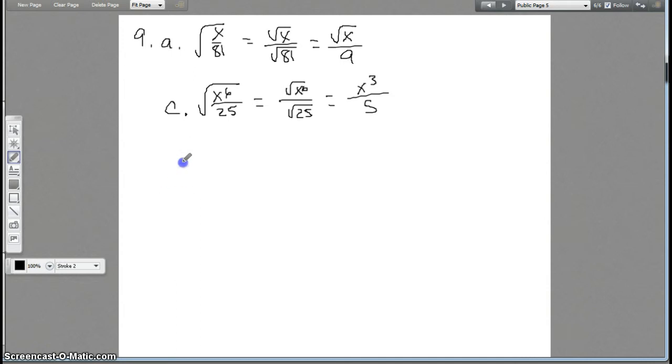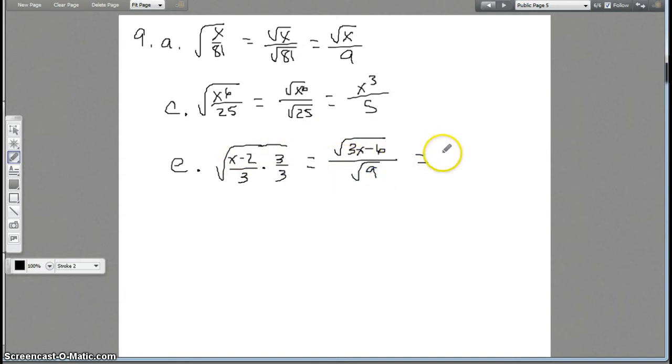Let's move over to part E. We have the square root of x minus 2 all over 3. Okay, we need to get rid of this 3 in the denominator, because 3 is not a square number. So to do that, we need to multiply by 3 over 3. What we're going to end up with is the square root of 3x minus 6, because 3 times x is 3x, 3 times negative 2 is negative 6, over the square root of 9. The square root of 9 is 3, so we have the square root of 3x minus 6 divided by 3.